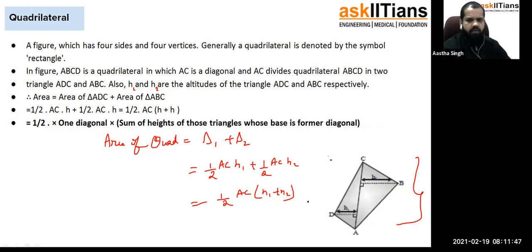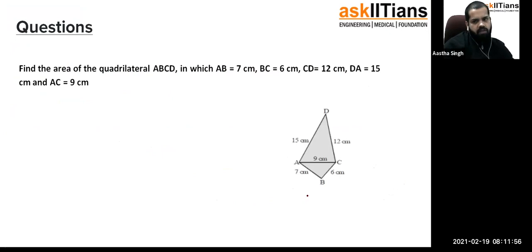That is how to find the area of a quadrilateral if one diagonal is given and the perpendicular heights from different vertices are also given. Now let us do a question which will make your concept more clear. Find the area of the quadrilateral ABCD as the figure is given. You know AB, BC, and AC, all three sides. You need to find the area of the quadrilateral.